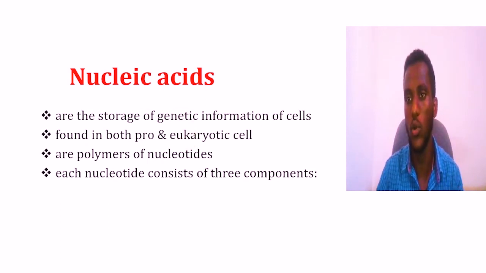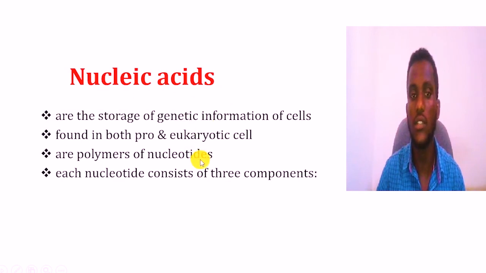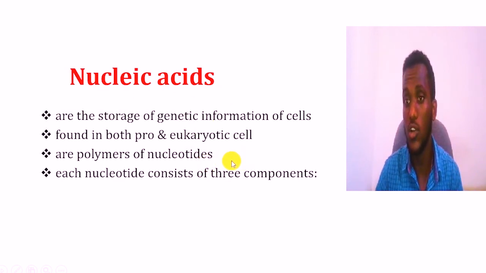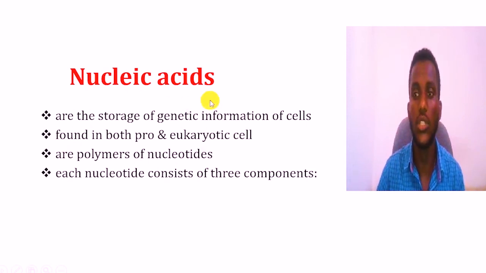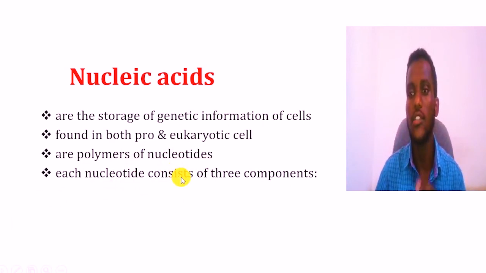Basically, the building blocks of a nucleic acid are nucleotides. For example, proteins are made from amino acids, lipids are made from fatty acids, and carbohydrates are made from simple sugars. So a nucleic acid is composed of nucleotides, and each nucleotide consists of three parts or three components.